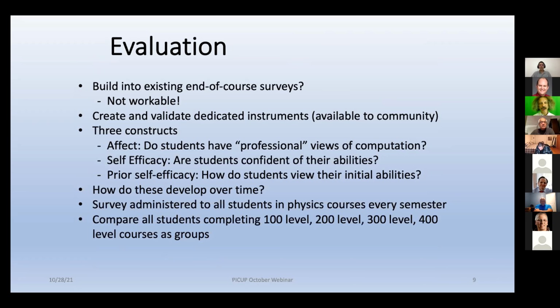So another of our big focuses is how this develops over time. The way we do this is students take this survey at the end of every physics course, or at least we hope they do. It gets sent to them at the end of every semester where they take a physics course. If they're taking more than one course, they just fill it out once for the semester. But we want them to fill it out frequently throughout their curriculum.